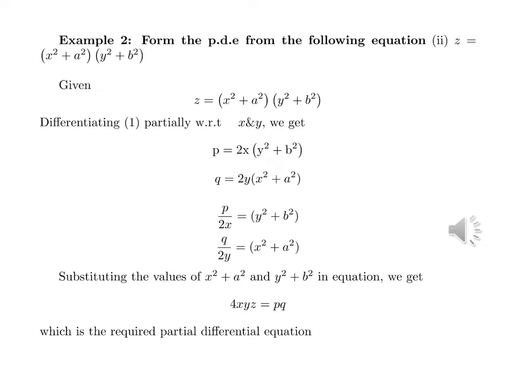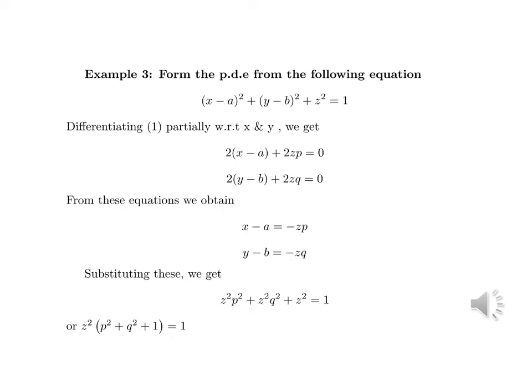Now we rearrange these two equations. So we get p by 2x is equal to y square plus b square, and q by 2y is equal to x square plus a square. So when you substitute this back in the given equation, wherever you find y square plus b square, you substitute with p by 2x. Wherever you find x square plus a square, you substitute with q by 2y. So finally we get 4xyz is equal to pq.